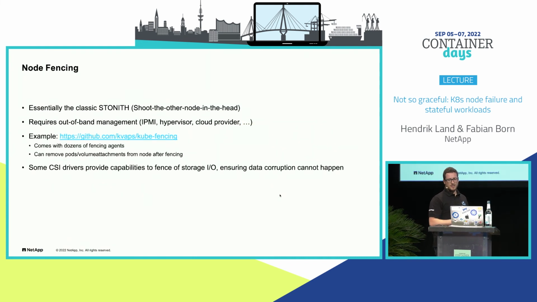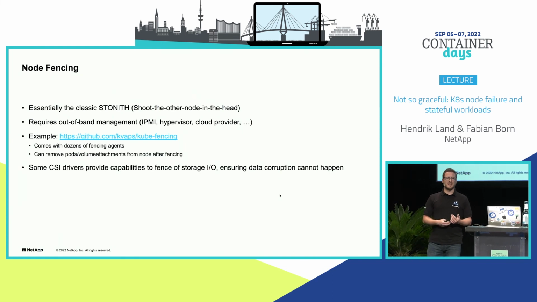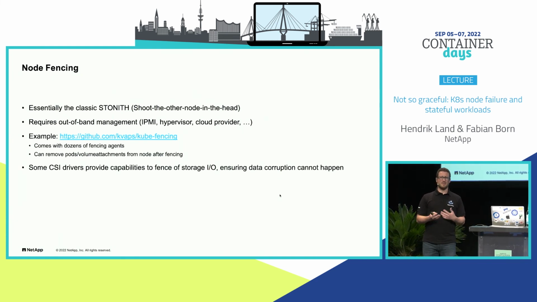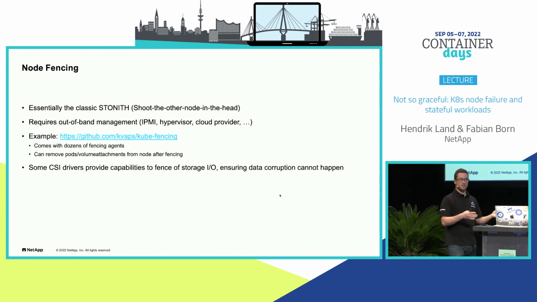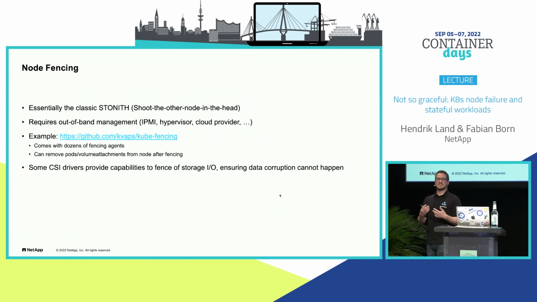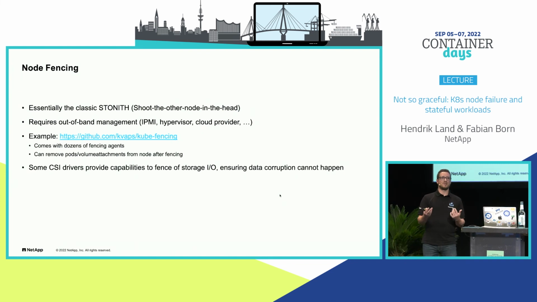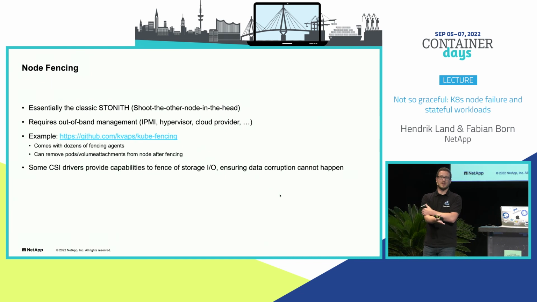And then there's ways you could do node fencing. And there's a couple solutions out there. All of them are not really well maintained. The one I'm listing here, kube fencing, seems to be the most well maintained out of all those not very well maintained. But that's essentially the classic shoot the other node in the head approach, right? You have an application running on the healthy nodes that figures out the node is not ready anymore, and then it kills that node. And it does that by using out-of-band management capabilities.